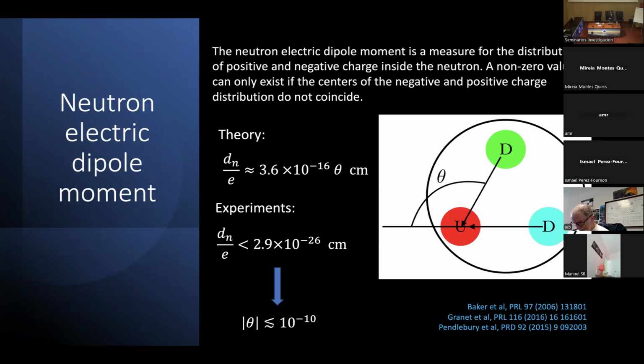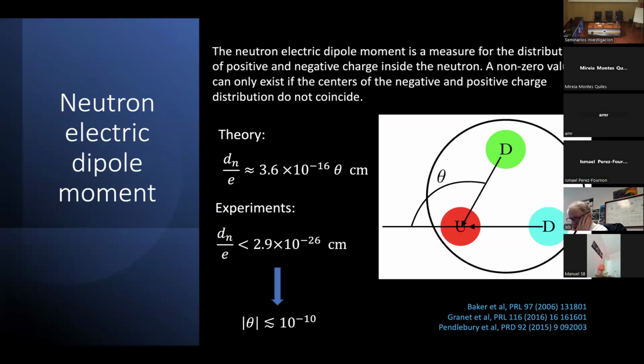We don't have an actual measurement. We have only an upper limit from the experiments, which tell us that this neutron electric dipole moment has to be lower than 10 to the minus 26 centimeter. That means that this parameter theta has to be much lower, something below 10 to the minus 10. So that's extremely small. So it's either 0 or it's a very, very small number. This is what we call a fine-tuning problem, because in principle, we don't have a natural explanation why this number has to be 0 or so small.